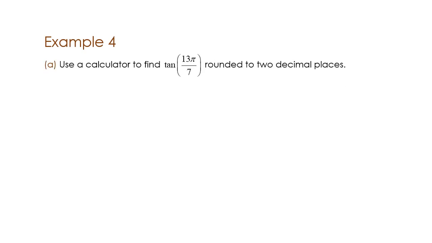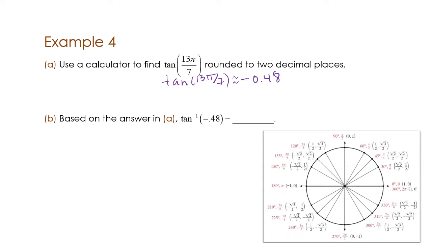So use a calculator to find the tangent of 13 pi over 7 rounded to 2 decimal places. So again, this is in terms of radians. When you plug this into your calculator, and I really recommend you pause the video and actually do it, just so that you get practice of inputting values into either Desmos or your regular calculator, you'll get negative 0.48. So if I were to rewrite this using inverse function language, the tan inverse of negative 0.48 equals 13 pi over 7. So again, it's just reversing that process.